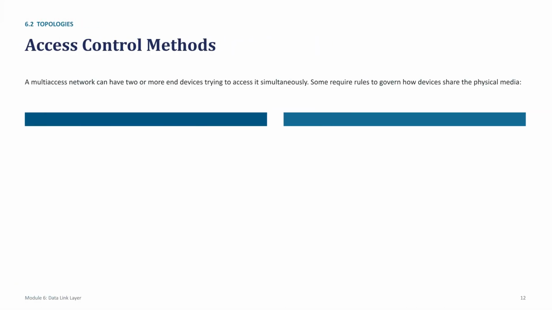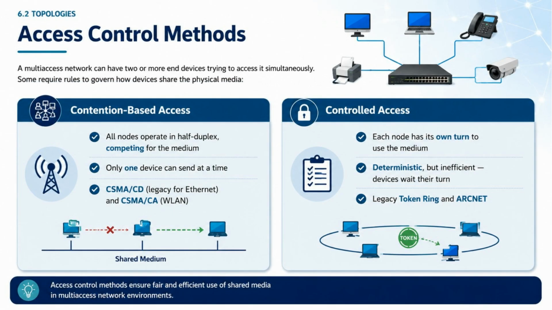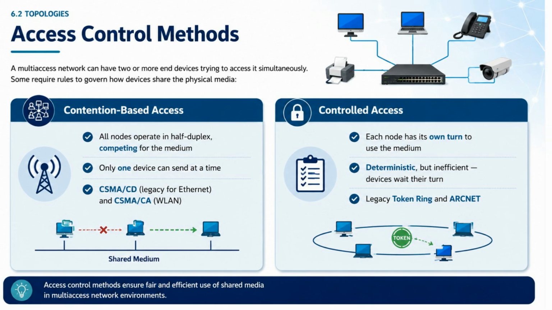When multiple devices could access a network at once, there are 2 ways to manage that: contention-based access, where all nodes compete in half duplex, only one sends at a time, CSMA/CD for legacy Ethernet, CSMA/CA for WLAN, versus controlled access. Each node gets a scheduled turn, deterministic but inefficient, used by legacy token ring and ARCNET, effectively obsolete now.